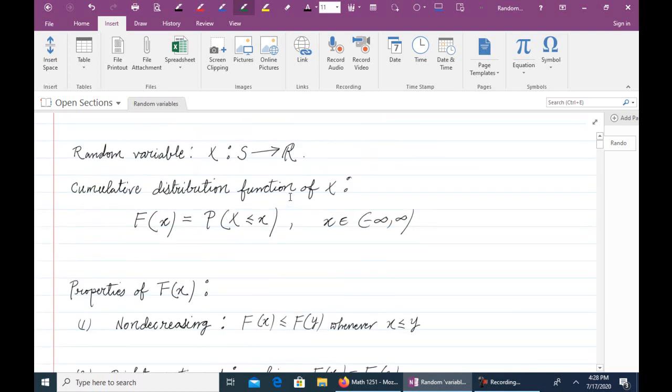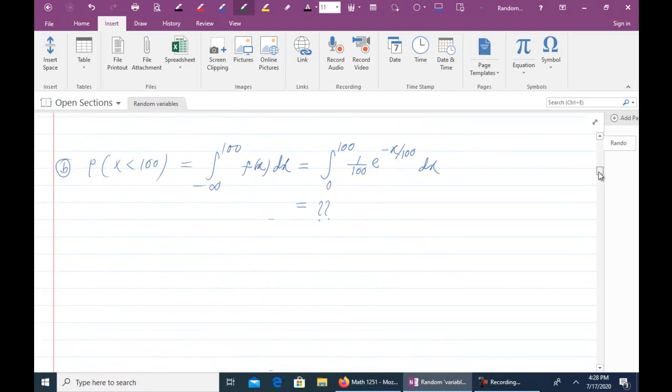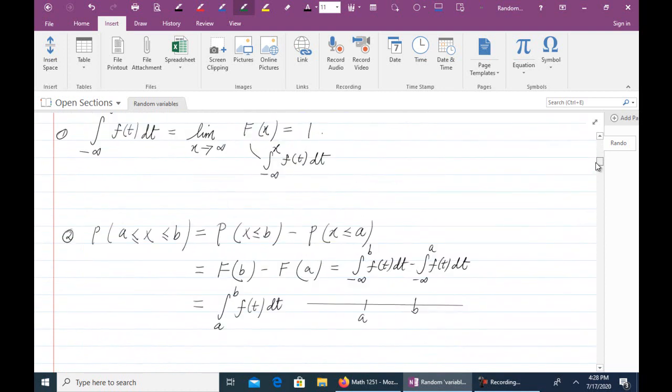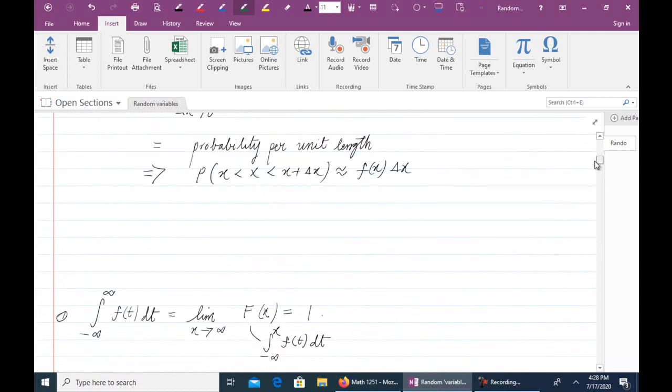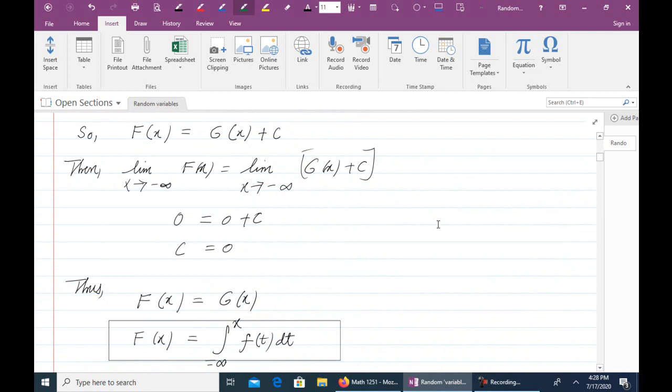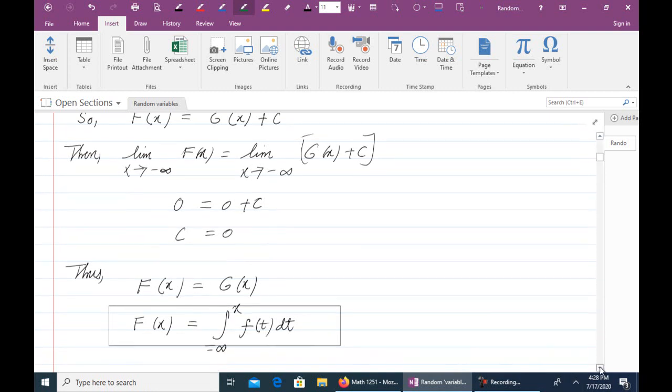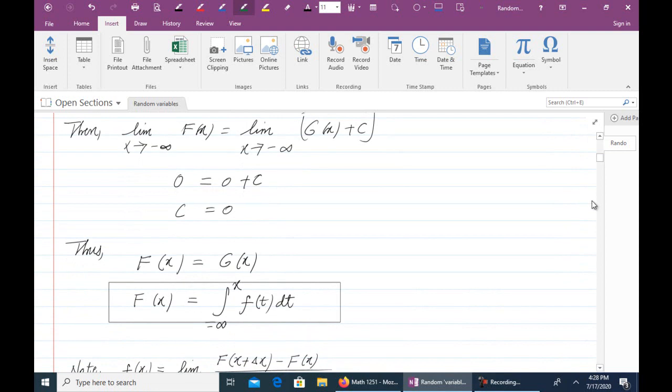So as a result, what we find here is that the CDF function F of x is equal to the integral from negative infinity to x of the PDF f of t dt. So that's the connection between the CDF and the PDF.